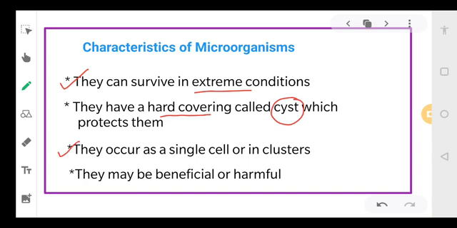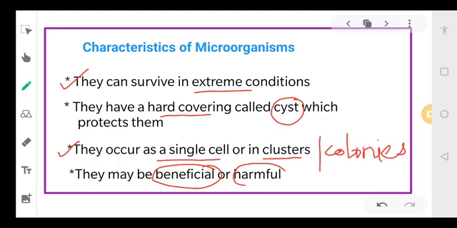Third, we can observe that they may occur as a single cell, or they may occur in groups. Microorganisms may be present as a single cell, or they may occur in clusters. Rather than calling them clusters, we can also use the term colonies. So they may form colonies. And a very special feature, dear students, which is most interesting for us, is that these microorganisms may be beneficial for us or harmful. Beneficial means they may be useful to us. Harmful means they may cause certain diseases in us. So they may be useful or they may harm us. I hope everybody has understood.